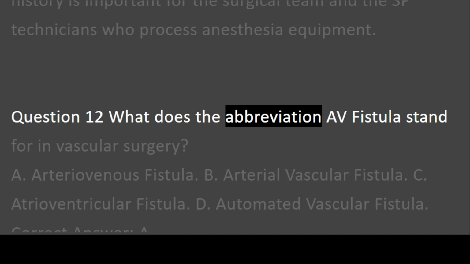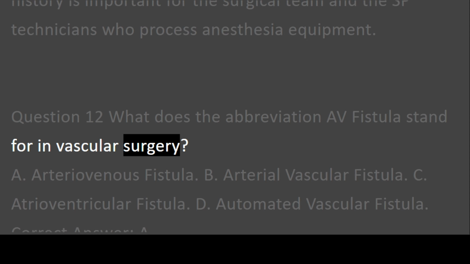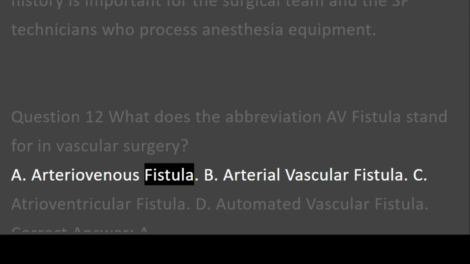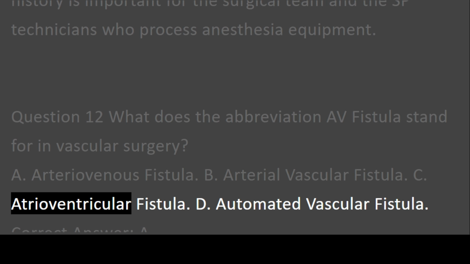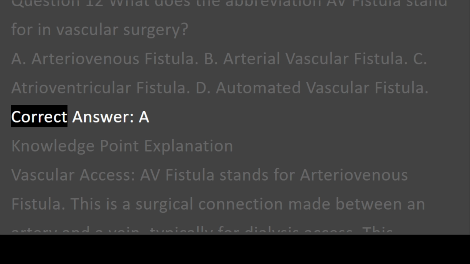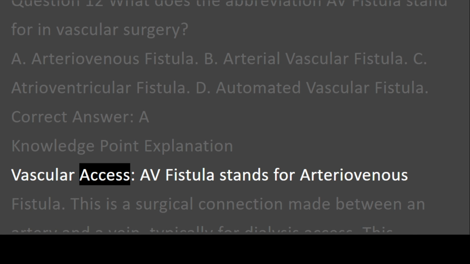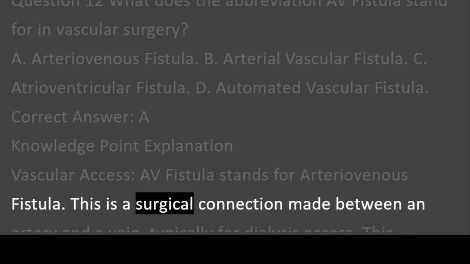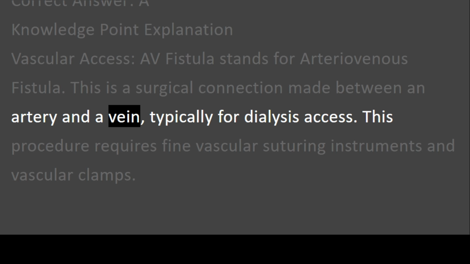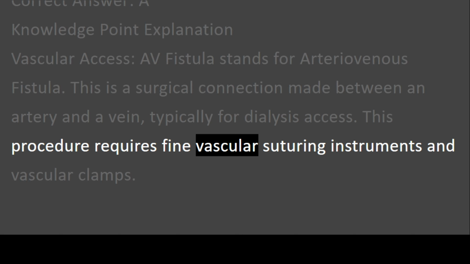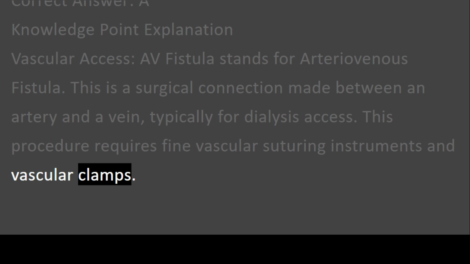Question 12. What does the abbreviation AV fistula stand for in vascular surgery? A. Arteriovenous fistula. B. Arterial vascular fistula. C. Atrioventricular fistula. D. Automated vascular fistula. Correct answer, A. Knowledge point explanation. Vascular access. AV fistula stands for arteriovenous fistula. This is a surgical connection made between an artery and a vein, typically for dialysis access. This procedure requires fine vascular suturing instruments and vascular clamps.